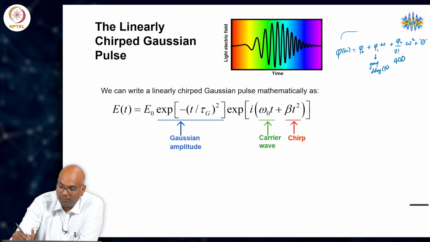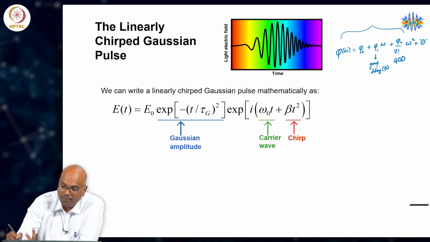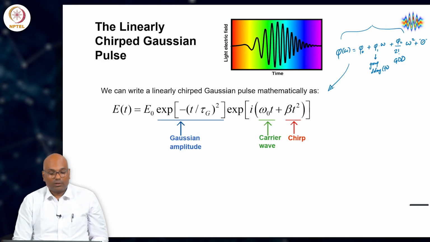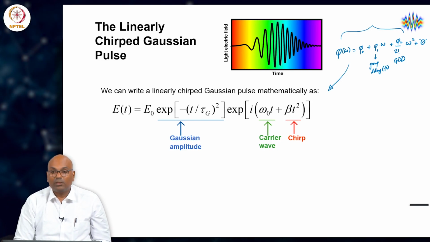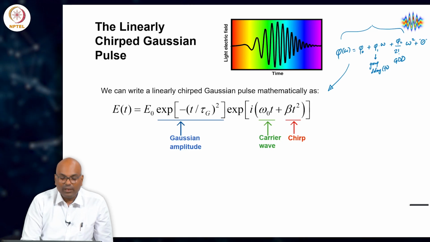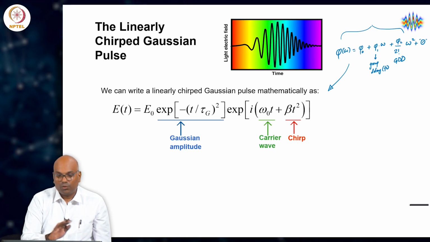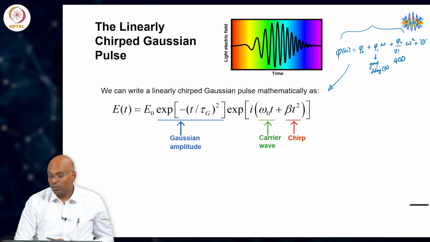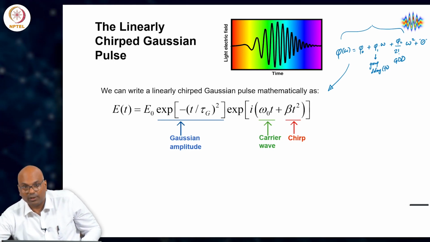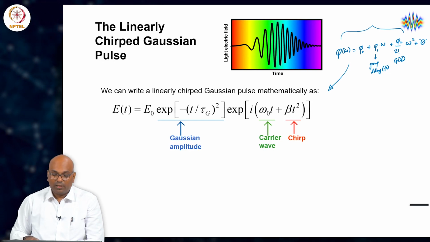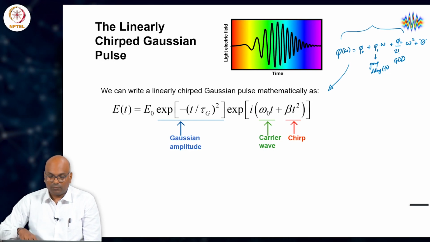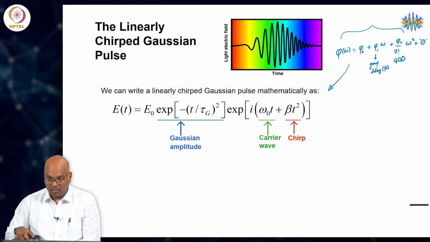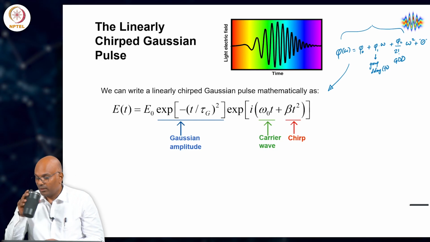So, if I have up to this, then it translates to this expression for a linearly chirped Gaussian pulse, where the amplitude being Gaussian is a matter of choice. We chose it. Let us choose one of our favorite functions, because we know how to do these Fourier transforms very well. That is the whole idea. And this is a product of two functions whose Fourier transforms we want to determine analytically.